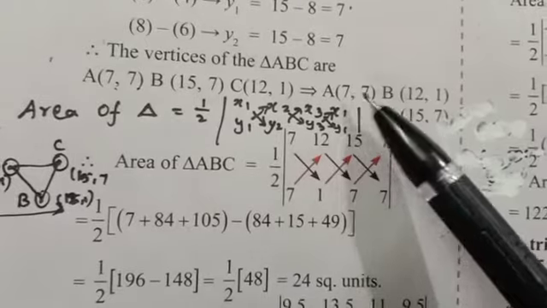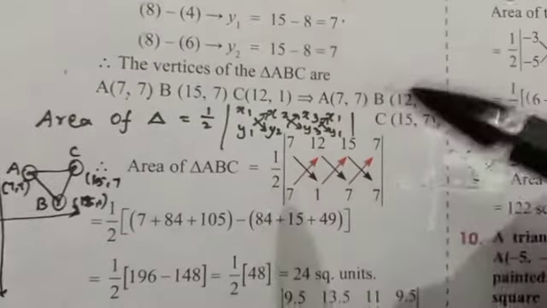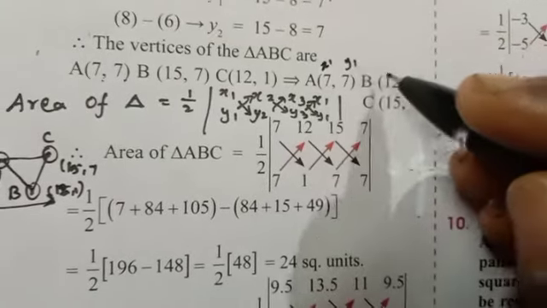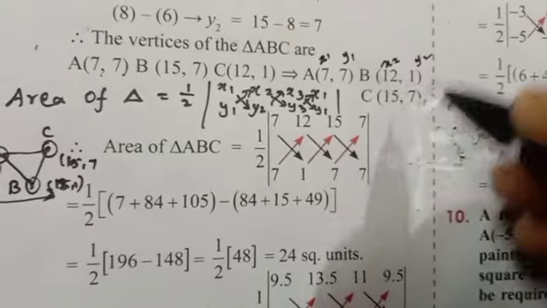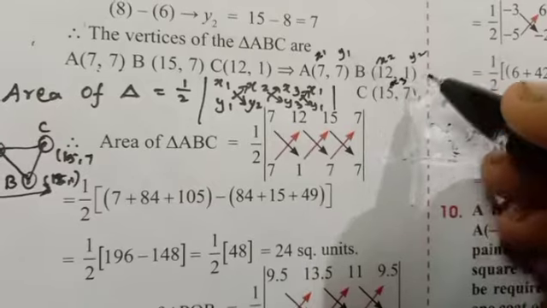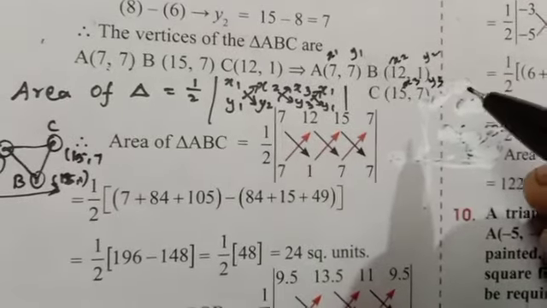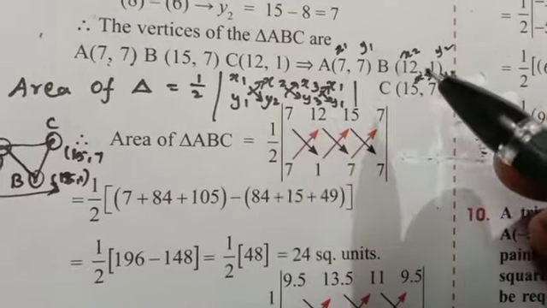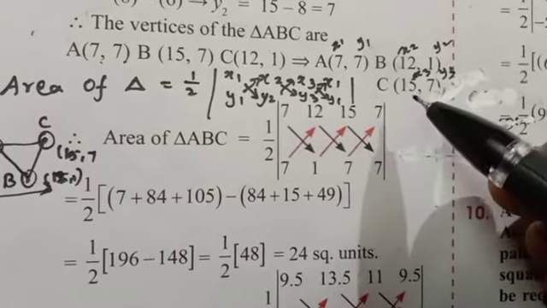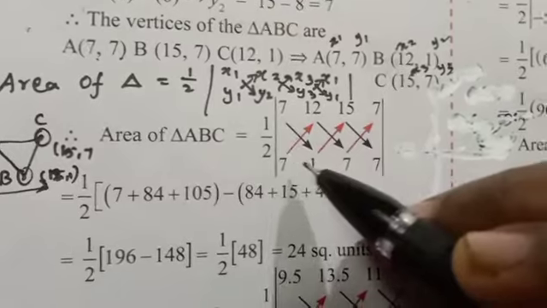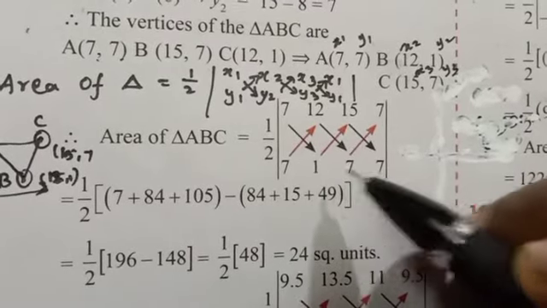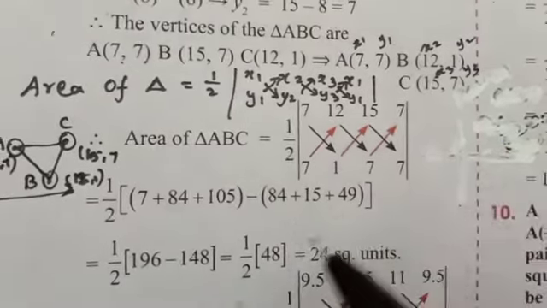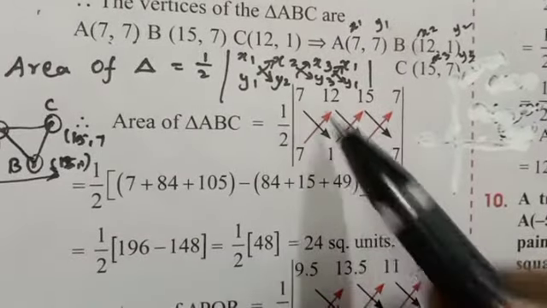It is x1 y1, x2 y2, x3 y3, and then x1 y1 again. So you have to substitute the points: x1 is 7, x2 is 12, x3 is 15, then x1 is 7. Then y1 is 7, y2 is 1, y3 is 7, then again y1 is 7. Now you have to multiply, with downward arrow marks.